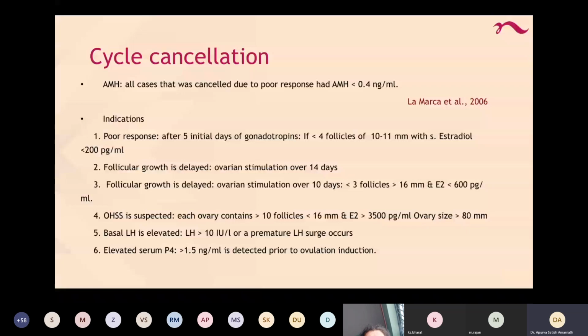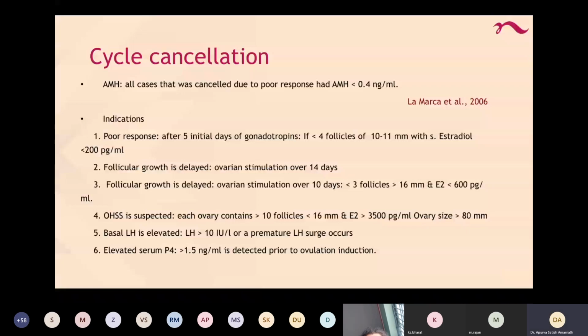But some of the indications where we look at cycle cancellation is poor response after 5 days of gonadotrophins, if less than 4 follicles of 10 to 11 millimeters with an E2 value of less than 200 is seen. This is in a normal responder and a hyperresponder. If follicular growth is delayed, that is, stimulation is taking over 10 days, and over 10 days you still see less than 3 follicles of about 16 millimeters in size and the E2 is still less than 600, then we consider cancellation of cycle.